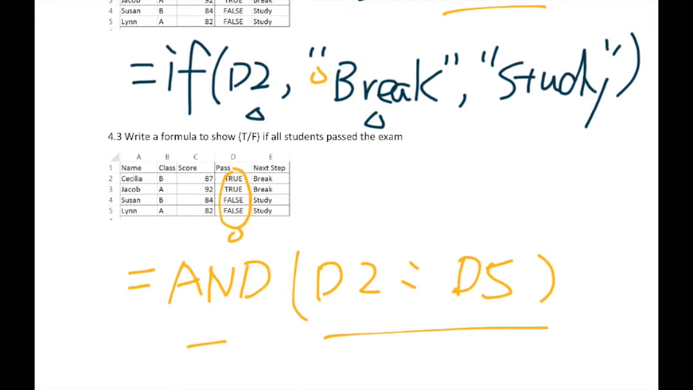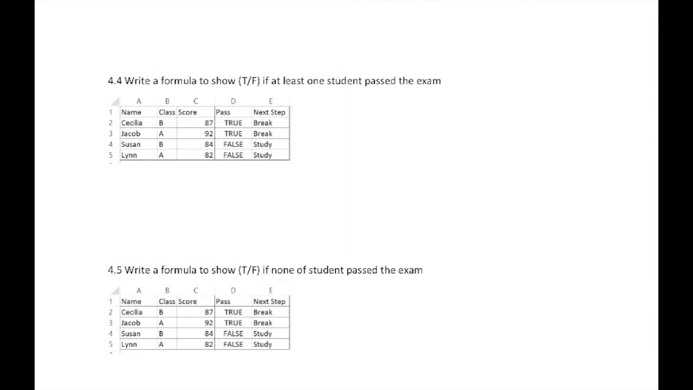Okay, then let's do the second slide. Write a formula to show true or false if at least one student passed the exam. So it means if any one of them is true, then the outcome should be true. So we should use OR.